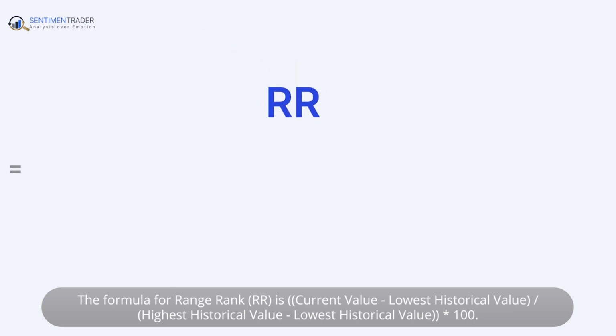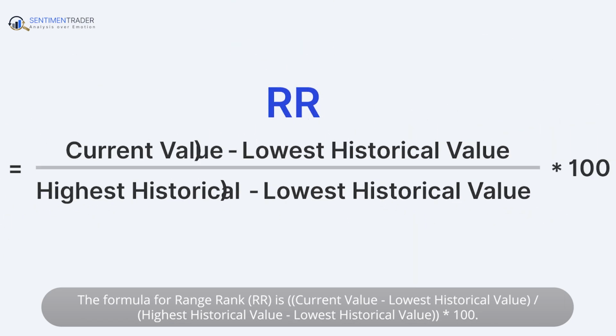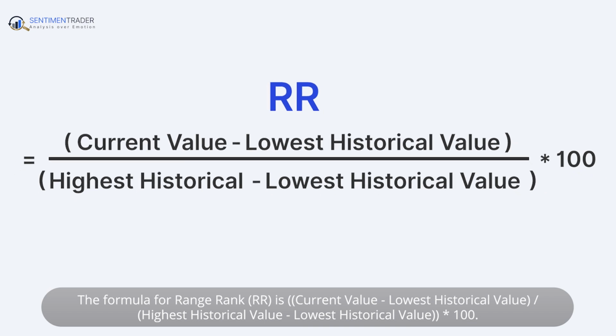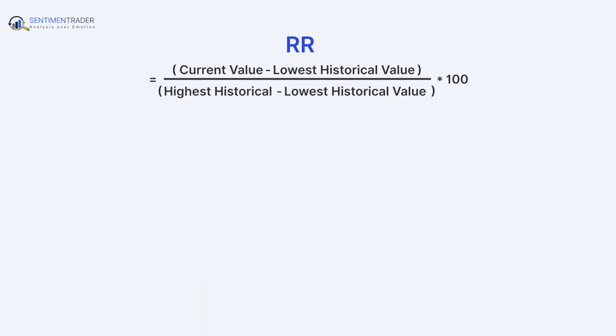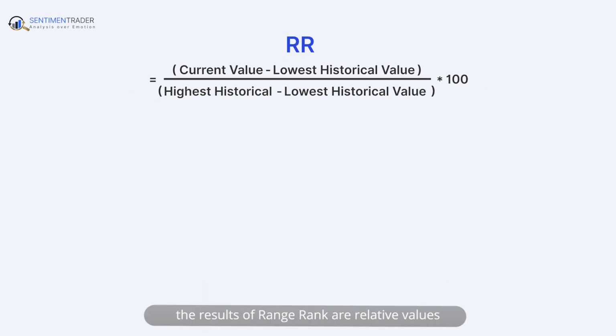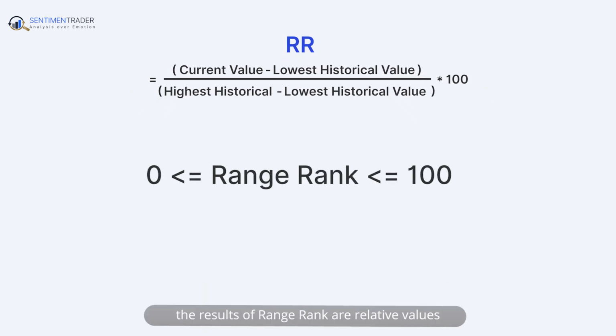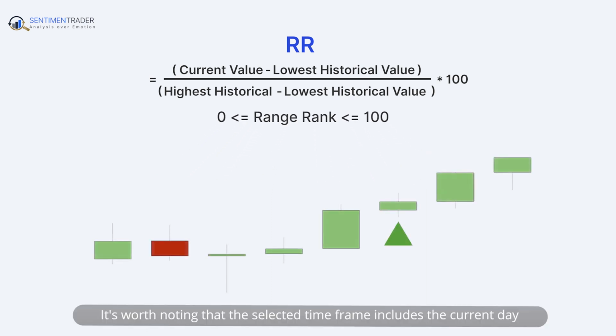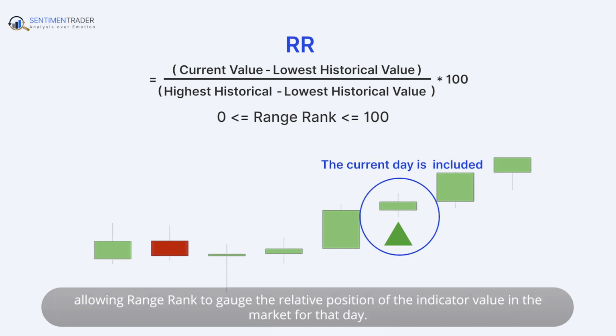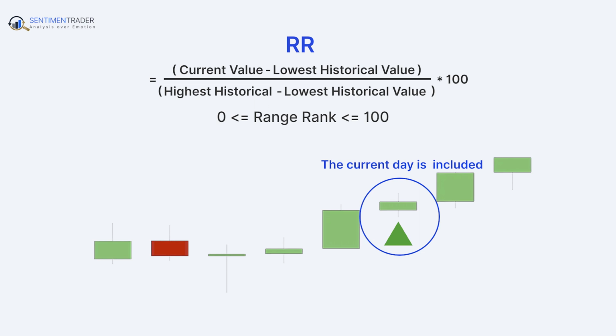The formula for range rank is current value minus lowest historical value, divided by highest historical value minus lowest historical value, multiplied by 100. In comparison to OPR, the results of range rank are relative values, ranging from 0 to 100. It's worth noting that the selected time frame includes the current day, allowing range rank to gauge the relative position of the indicator value in the market for that day.